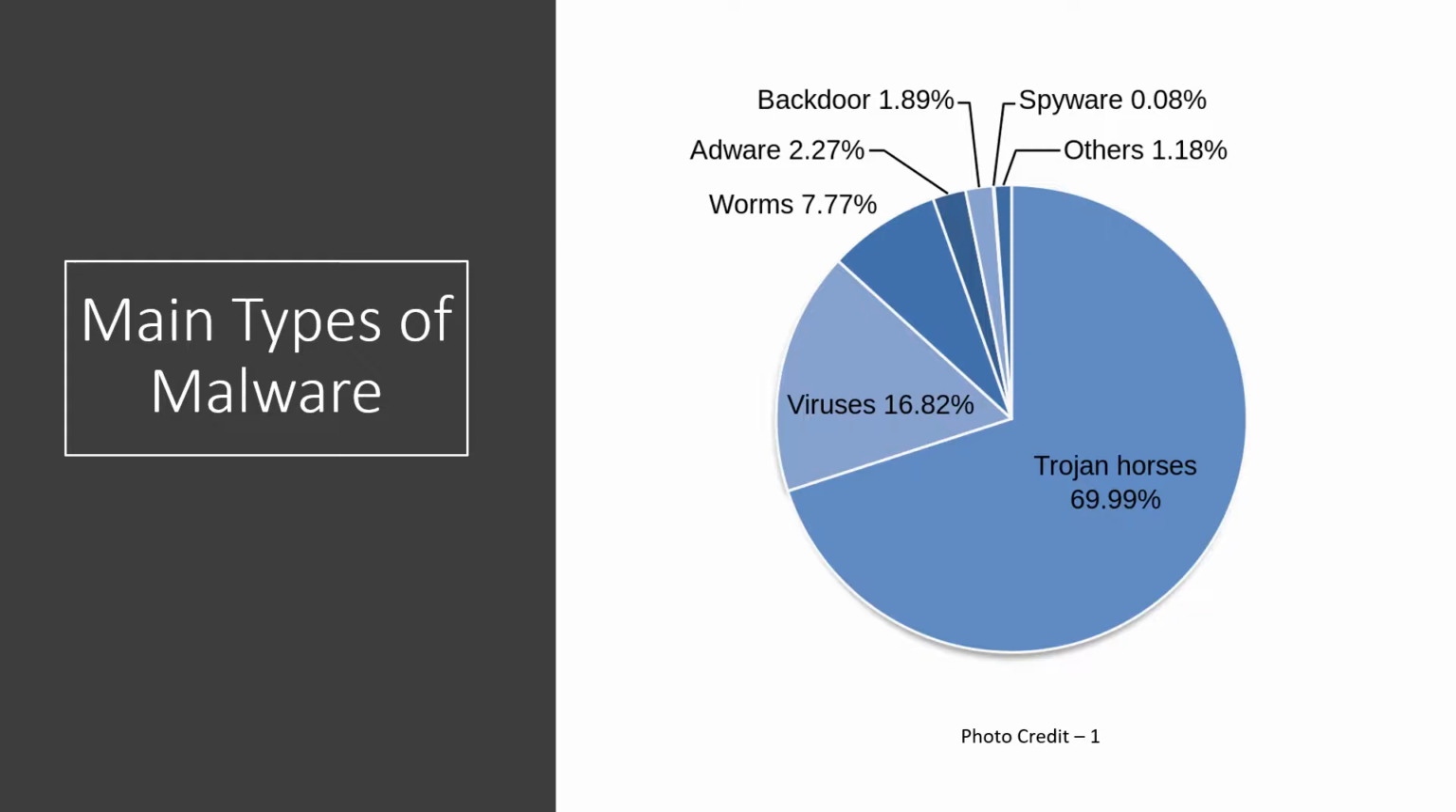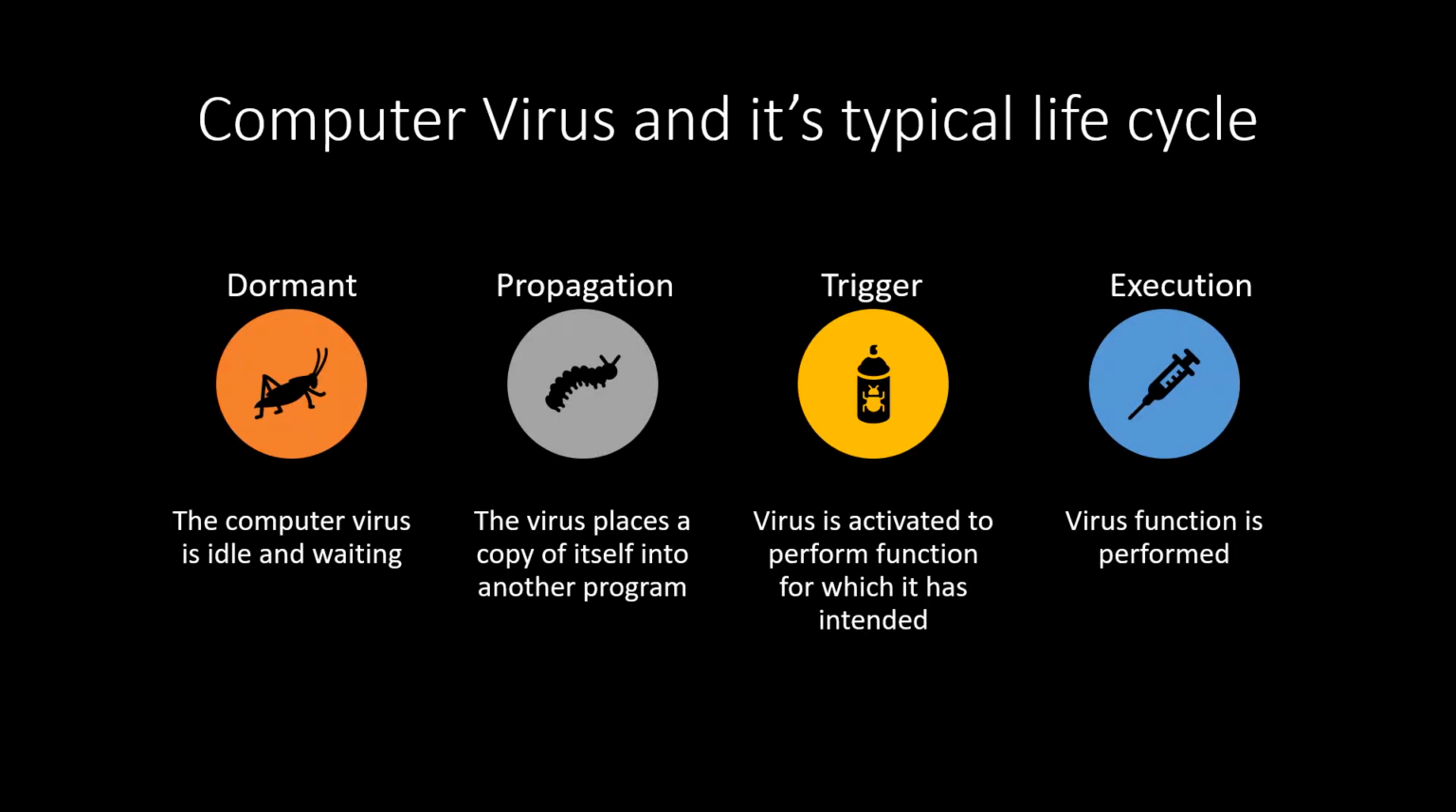The chart explains the malware that is being widely used, with Trojan horses, viruses, and worms topping the list. A computer virus is a malicious program that can self-replicate by making copies of itself into various programs. In simple terms, the virus can spread on its own into files and other software systems.